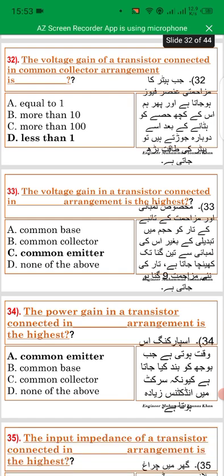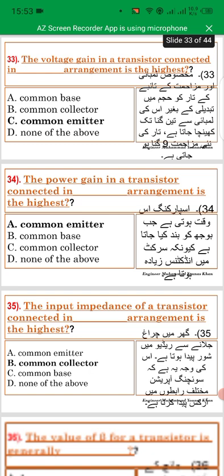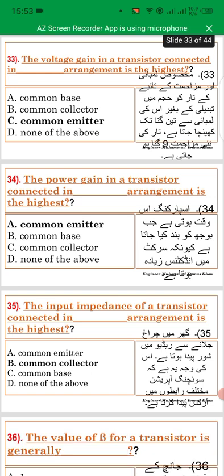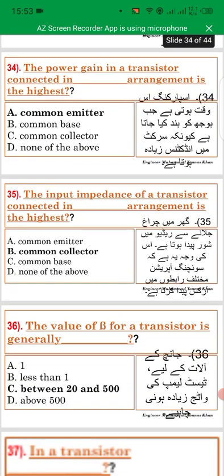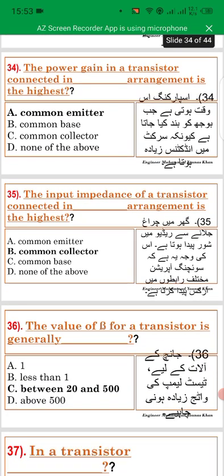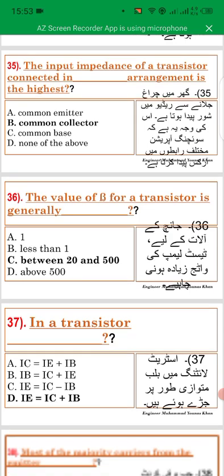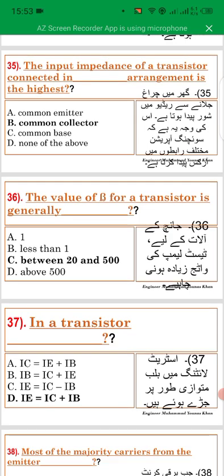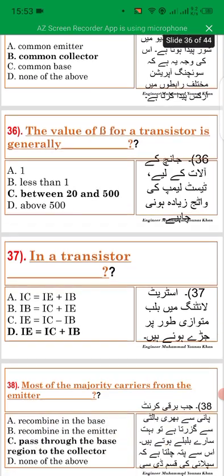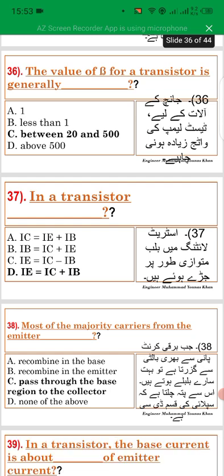The voltage gain of a transistor connected in common collector arrangement is less than 1. The voltage gain in a transistor connected in common emitter arrangement is the highest. The power gain in a transistor connected in common emitter arrangement is the highest. The input impedance of a transistor connected in common collector arrangement is the highest. The value of beta for a transistor is generally 20 to 500.